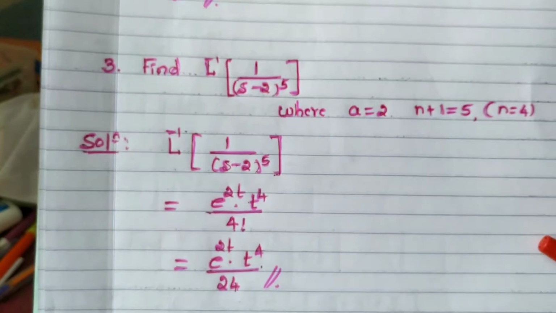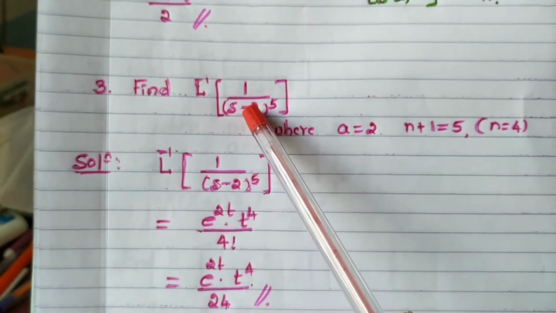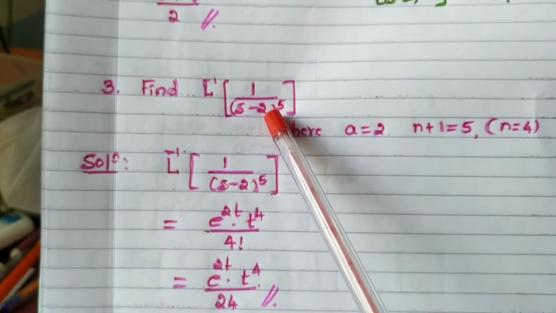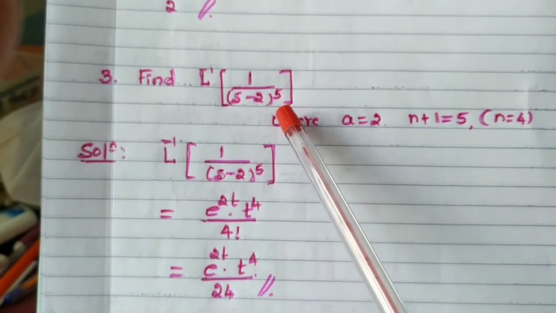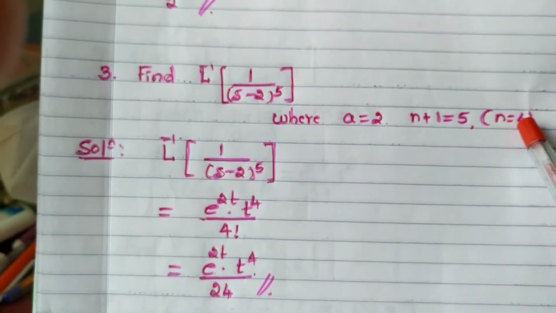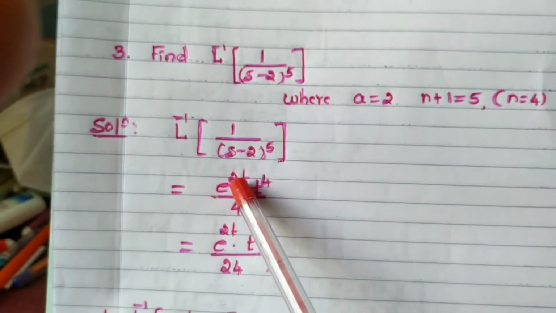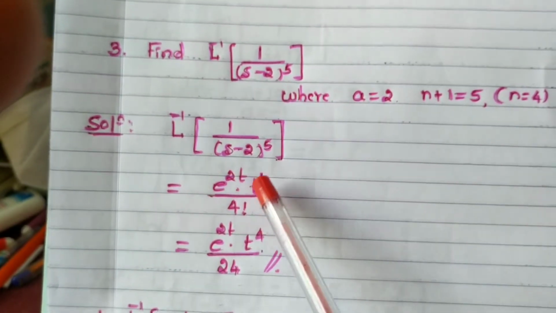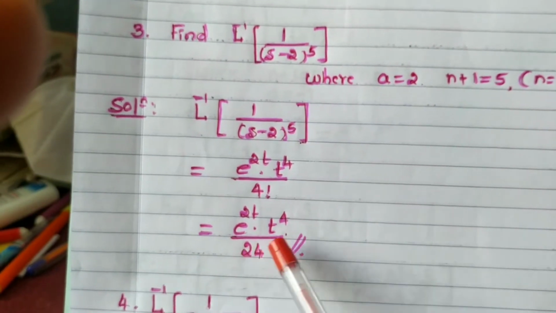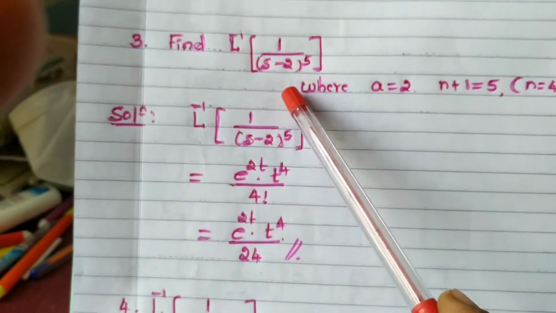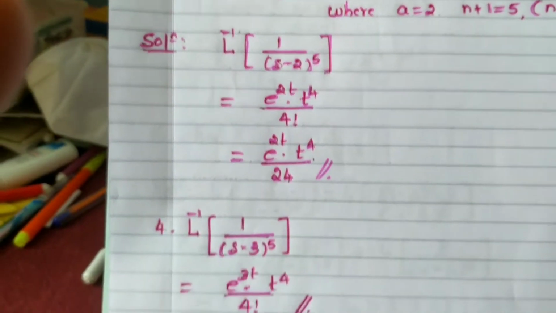Similarly, look at the second result. Find L inverse of 1 by s minus 2 raised to 5. Comparing with the standard L inverse of 1 by s minus a raised to n plus 1, where a is 2, n plus 1 is 5, which means n is 4. Therefore, L inverse of 1 by s minus 2 raised to 5 is e raised to 2t into t raised to 4 divided by 4 factorial. We can write 4 factorial as 24. Therefore, it is e raised to 2t into t raised to 4 divided by 24.